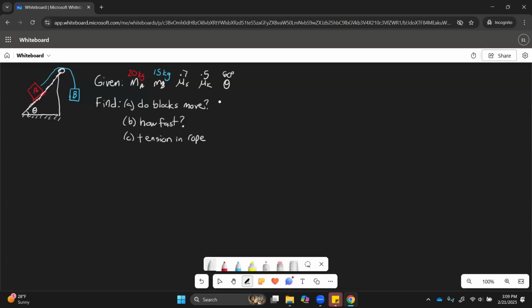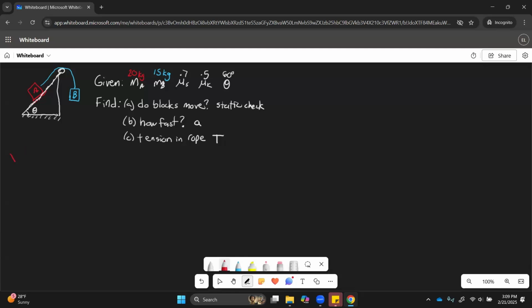So we'll label these. Do the blocks move? For that, we'll need to do the static check. How fast? We'll need to find acceleration. And then tension in the rope, we'll need to find T. So we'll follow the standard procedure for this of drawing the free body diagrams, assigning coordinate frames, writing equations for each block, and then solving those equations. We'll start here with the free body diagrams.